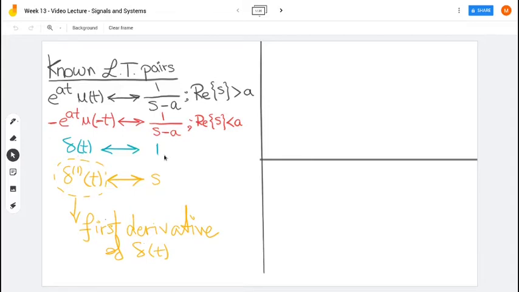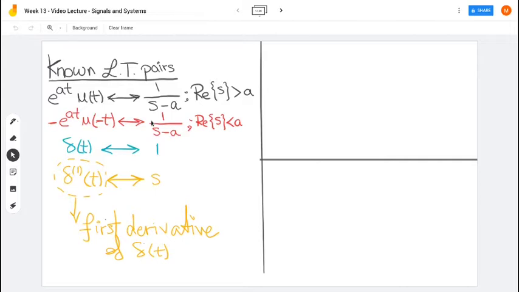And of course, if we apply the differentiation in time domain property and we differentiate the impulse, we will get the first derivative of impulse, which is denoted by delta 1 of t. It will have a transform of s. Of course, if we're talking about the unilateral Laplace transform, we can ignore the second entry over here, the one in red, which has a left-sided signal, because in unilateral Laplace transform, we're performing the integration starting from 0 up to positive infinity. But in general, when we do the inverse of bilateral Laplace transform, we will need all these pairs.